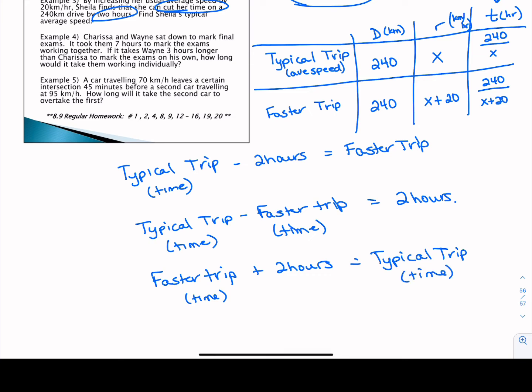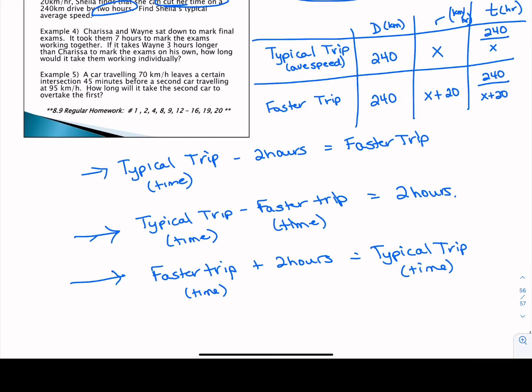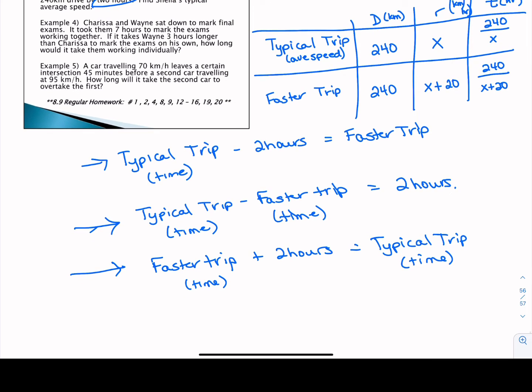So any one of these formulas can be used because we're comparing the two trips and the differential of 2 hours. So I'm just going to use our last option and say if we take the time it takes for her faster trip, which we know according to the chart here is 240 over x plus 20, and we add a 2 hour time crunch here, we will get the total time for her typical trip. Her total time for her typical trip is 240 divided by x.